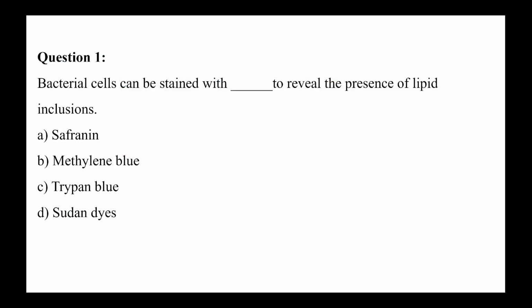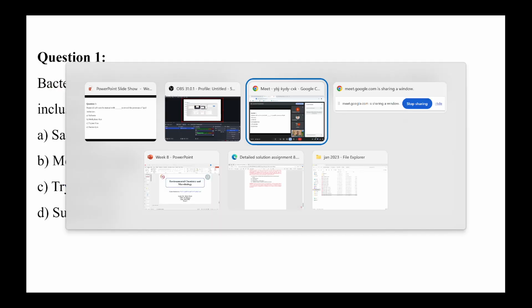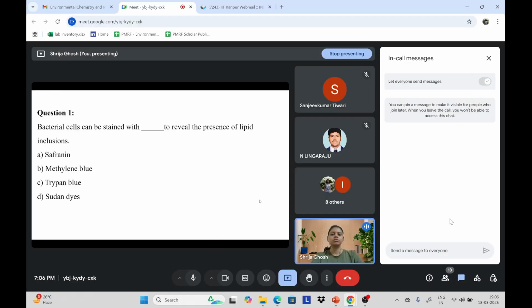Bacterial cells can be stained with dash to reveal the presence of lipid inclusions. Option A, safranin. Option B, methylene blue. Option C, trypan blue. And option D, Sudan dyes. What stain do we use to stain the lipid inclusions?